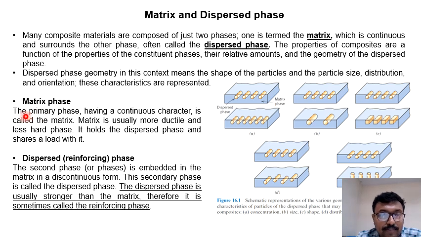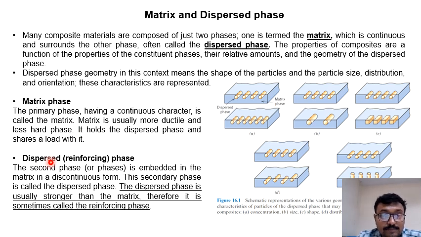The matrix phase, the primary phase, having continuous character, is called the matrix. The matrix is usually the more ductile and less hard phase. It holds the dispersed phase and shares a load with it.